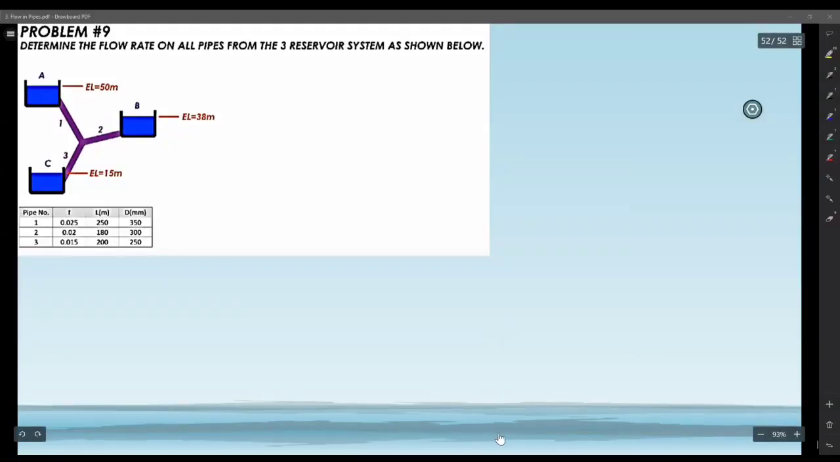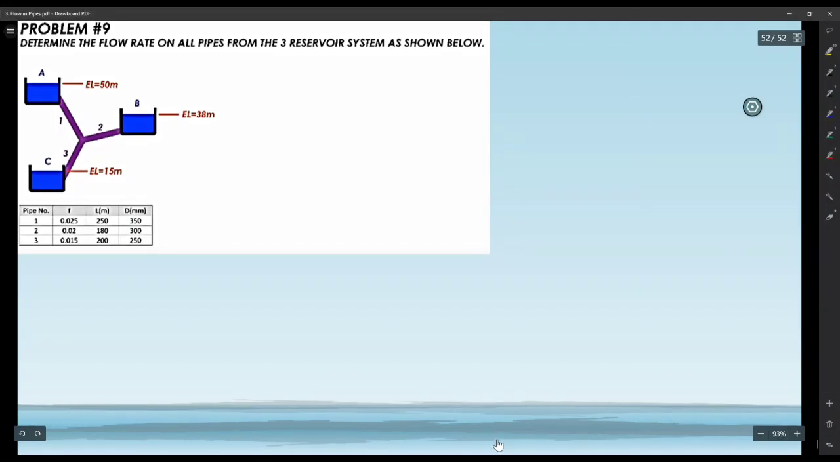Okay, so dumako naman tayo sa problem number 9. So, this problem is an example of a three reservoir problem. Pag two reservoir guys, wala kasing problema, kasi alam mo kung saan manggagaling yung water or yung supply papunta do sa discharge. Pero kapag ganitong three reservoir, usually ang nagiging problema lang kasi dito is kung paano natin i-determine kung saan tatakbo yung tubig coming from reservoir B.